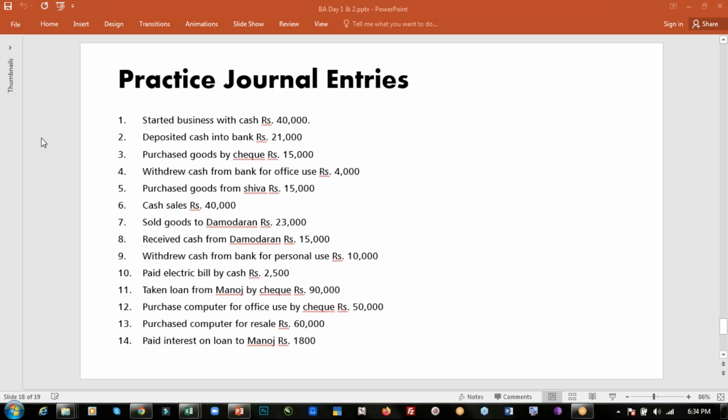Basically, this is the receipt entry. So go for the receipt voucher in the Tally software. Because we are receiving the amount, it becomes a receipt transaction.